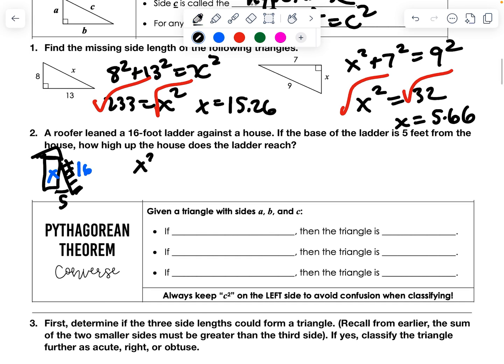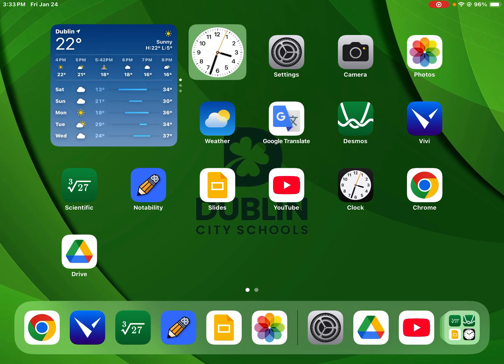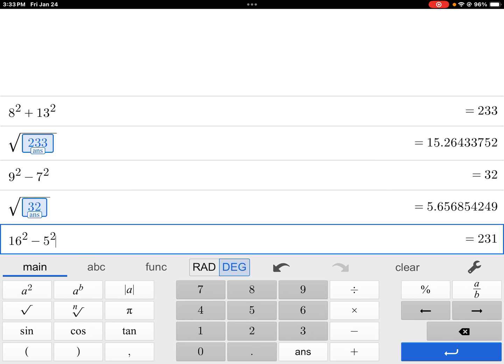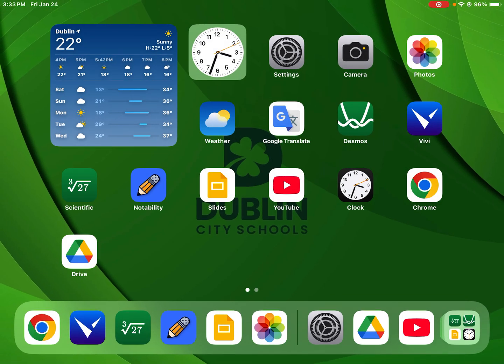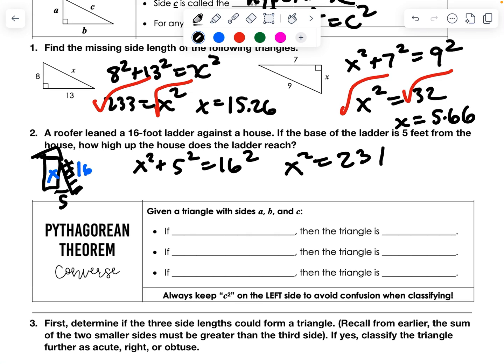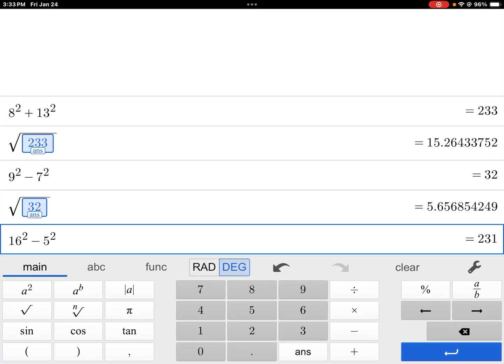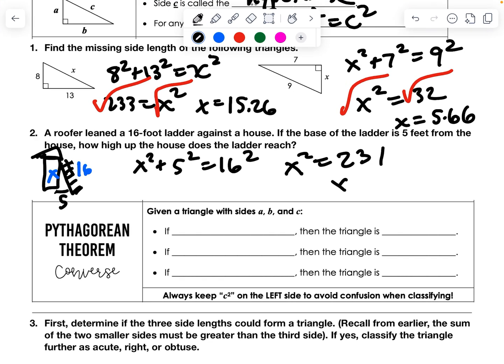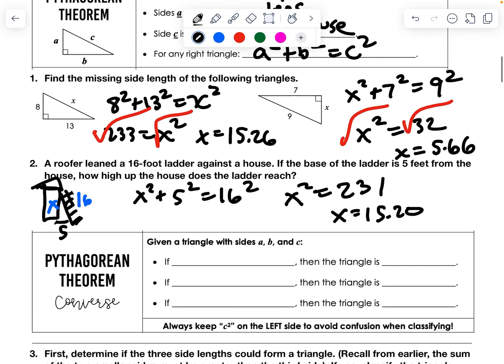Okay, so we're going to have x squared plus 5 squared equals 16 squared. So here we're going to subtract the 16 squared minus the 5 squared. Get 231. And then we're going to square root the 231 and get 15.20. So we know that this reaches 15.20 feet up the side of the house.